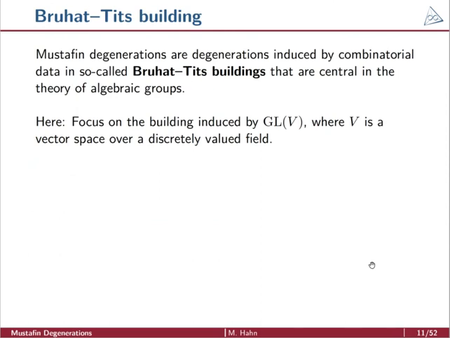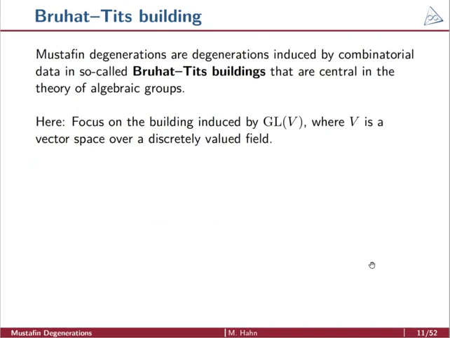So today we're going to focus on a very specific building. I think from a Bruhat-Tits building theorist's point of view, this is probably the most boring building, but for our study, this is going to be a very interesting building. We're going to focus on the building induced by the general linear group associated to a vector space V, where the vector space is now going to live over a discretely valued field.